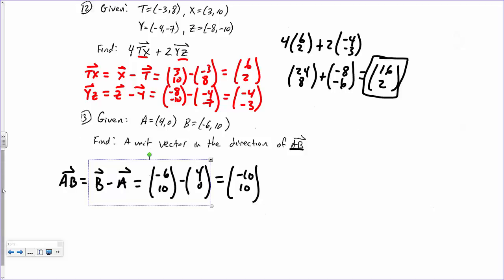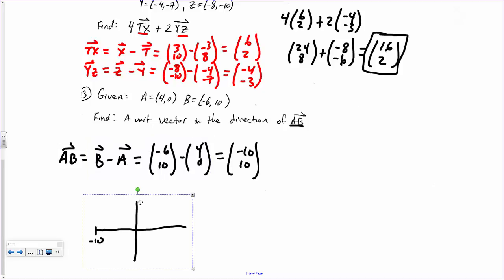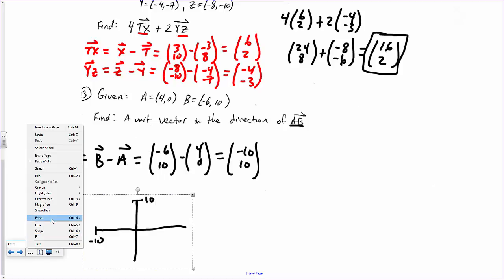And I want you to imagine this if this were graphed in reality here. If I had a graph, and this were negative 10, and this were positive 10, then the vector AB would look something like this.